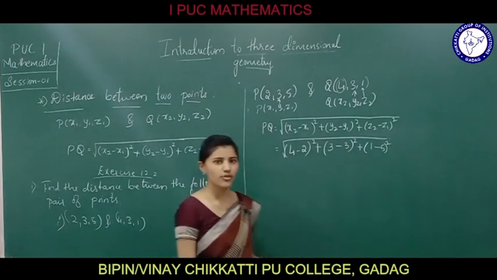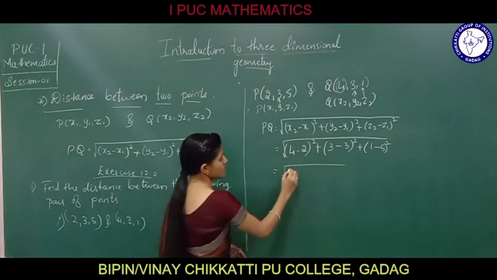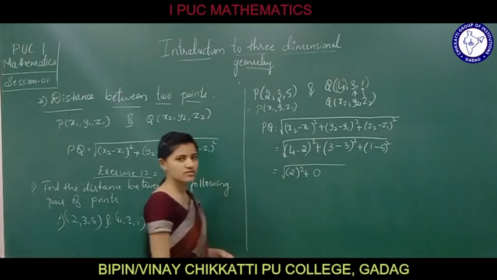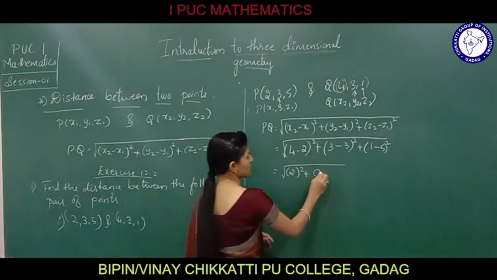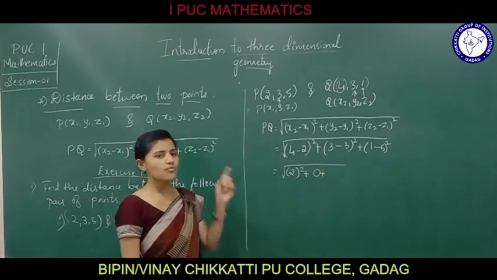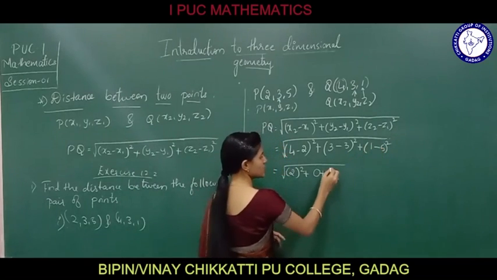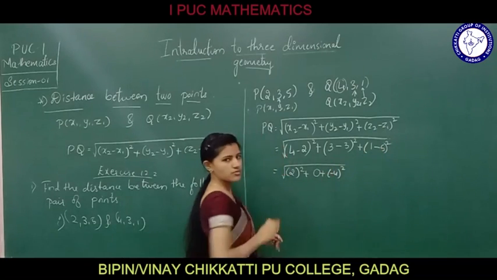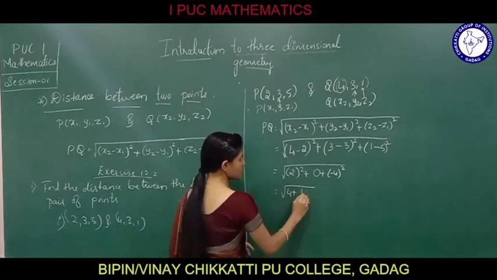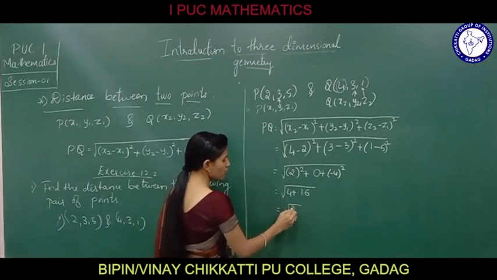On further simplifying, what are we going to get? Root of 4 minus 2 is 2 square, plus 3 minus 3 is 0 and the square of 0 is 0 itself, plus 1 minus 5 means I subtract 1 from 5, that is 4, and the bigger number has the minus sign, so it is minus 4 square. So 2 square is 4 plus 4 square is 16. I get root of 20.